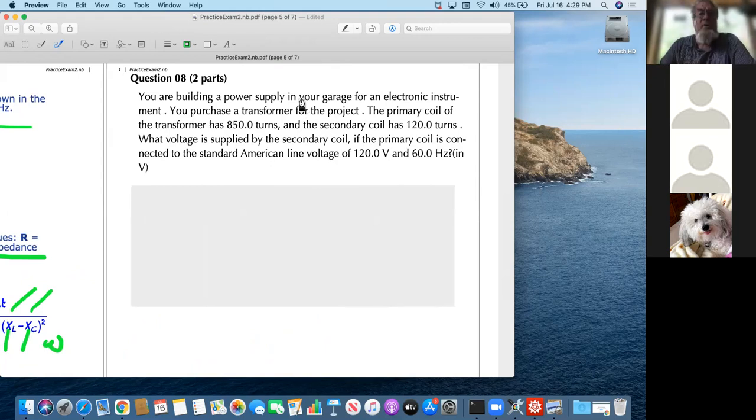You know, these problems sometimes have a lot of kind of red herrings. Not exactly red herrings, but just a lot of extra stuff that you don't really need to use. This is just a question about a transformer.